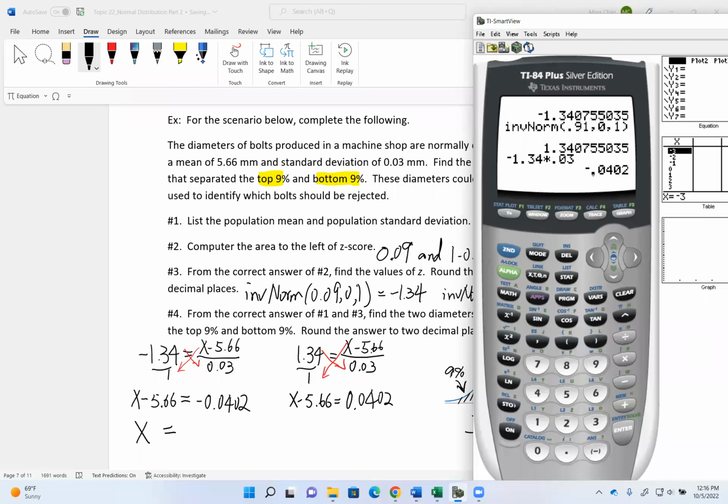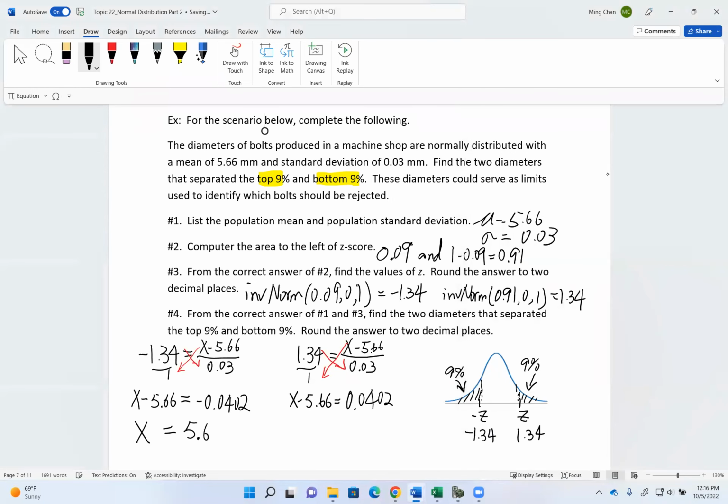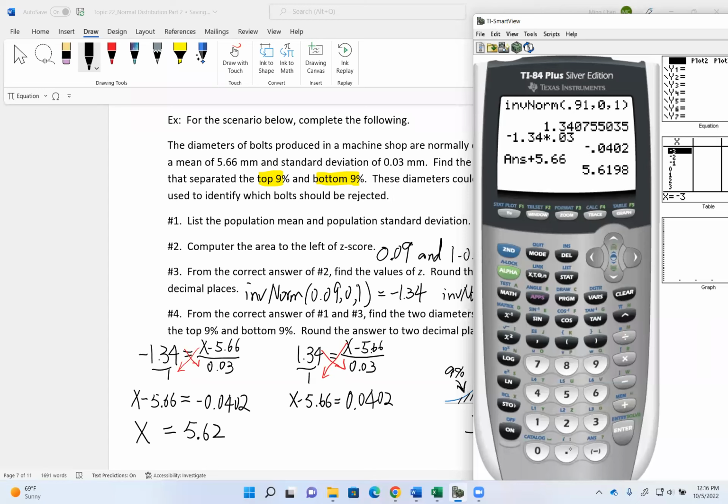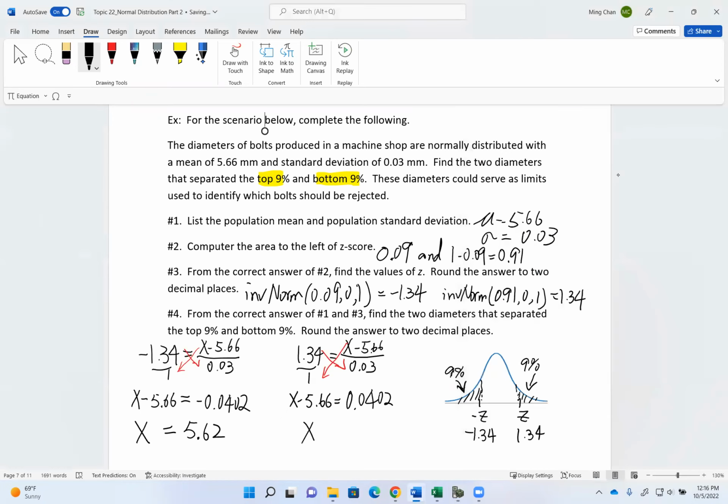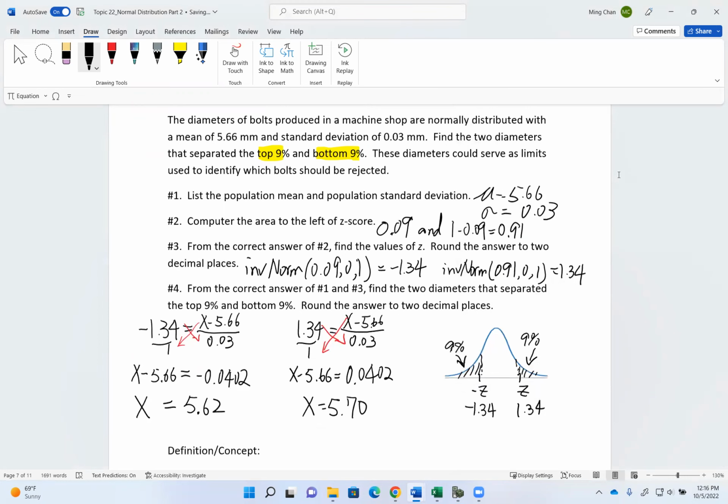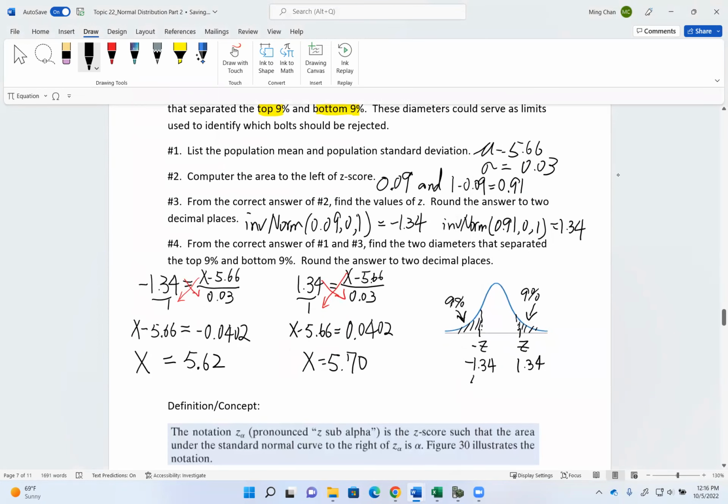All right, so negative 0.0402 plus 5.66. Okay, round to 2 decimal places, so that will be 5.62. Now the other one is the positive 0.0402 plus the 5.66. So that gave me 5.70. So the two diameters that separate the top and the bottom 9% are 5.62 and 5.70.